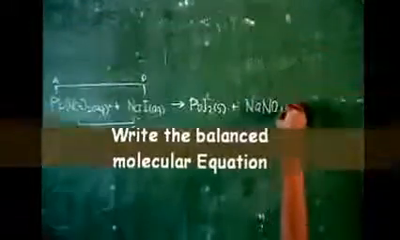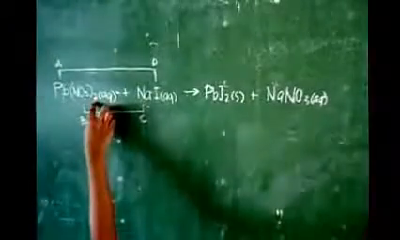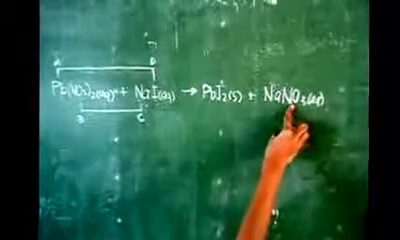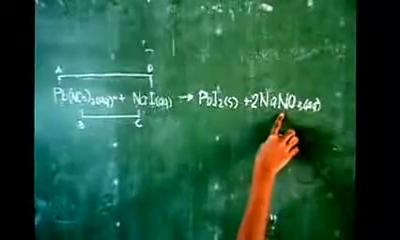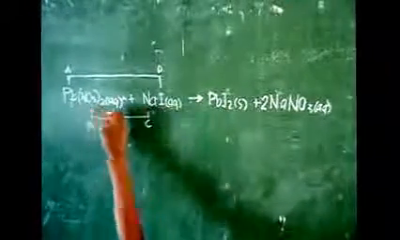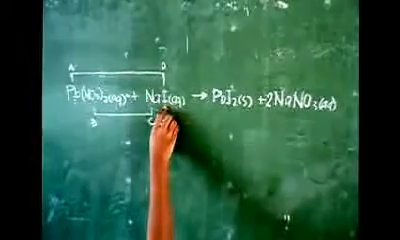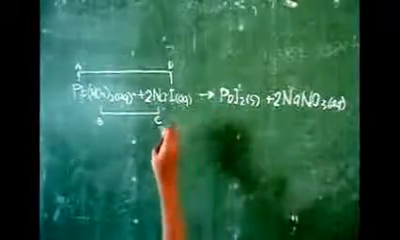Next is to rewrite the balanced equation for the reaction. Since in the reactants there are two nitrates, while in the product there's only one, we will add 2 here. So we now have 2 sodiums and 2 nitrates. Also, we have 2 iodines, while in the reactants there's only 1 sodium and also 1 iodine. So we will have 2 here so that they will now be balanced. The reactants and the products are now balanced.